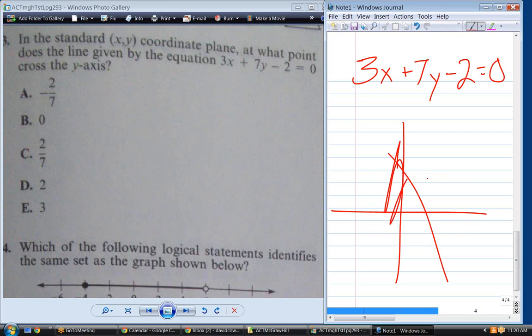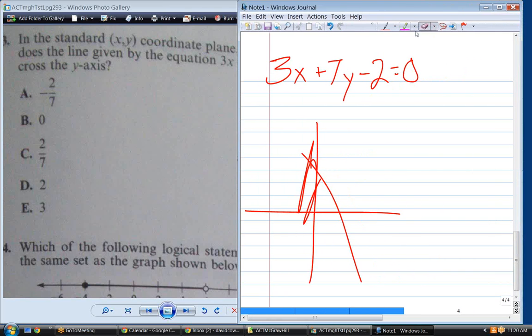They want the y-intercept. How do I get the y-intercept? Where is that line going to cross the y-axis? There's two ways to do this. One is easy, one is relatively hard.